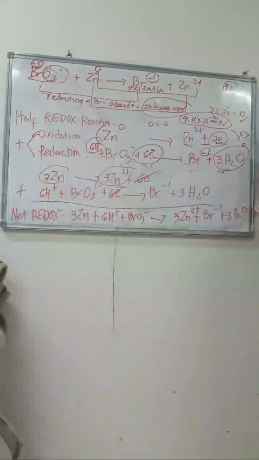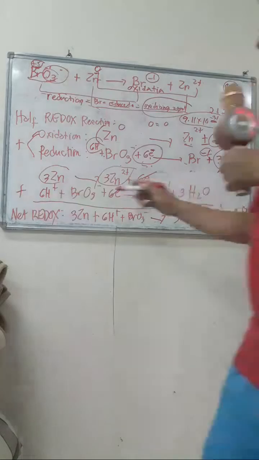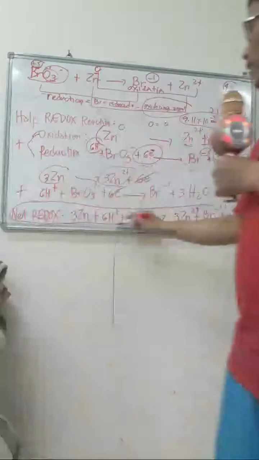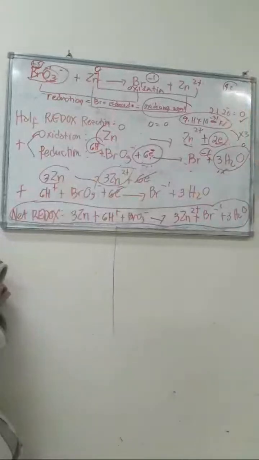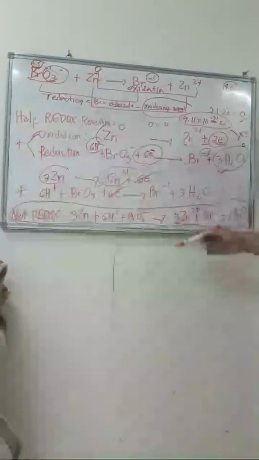3H2O. The technique here, guys, is you don't have to be careless in putting the charges during each step, because the moment you miss it, you will be wrong. Because you have to balance that somewhere. Now, this is your net redox. Balance both atoms and charges. If not balanced in both, then we are wrong. 3 zinc atoms first. 3, 3. Got the point?